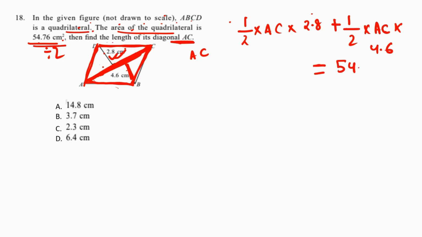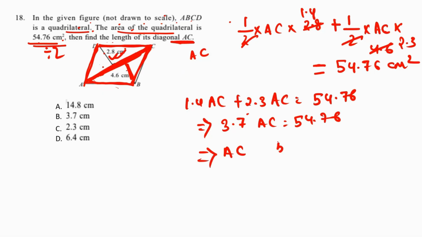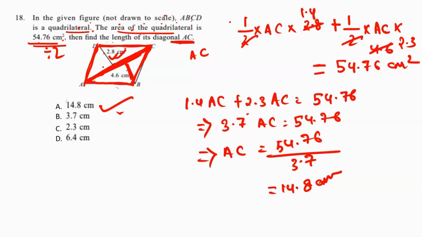Together they should be equal to 54.76 centimeters square. So half of AC, if we simplify this, would be 1.4 and this would be 2.3. So basically 1.4 AC plus 2.3 AC is equal to 54.76, which means together 3.7 AC is equal to 54.76. So what's AC? We divide 54.76 by 3.7. When we divide these two, we get 14.8 centimeters as the answer. So option A is the required answer.